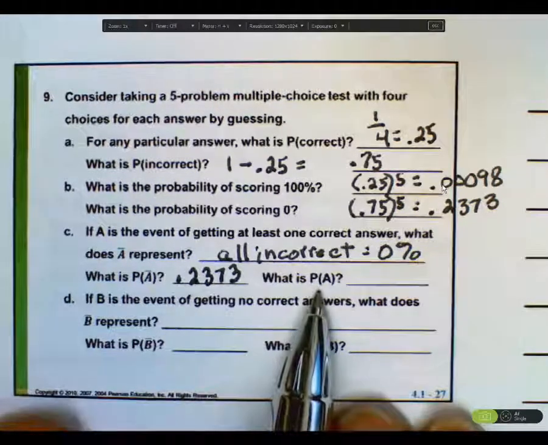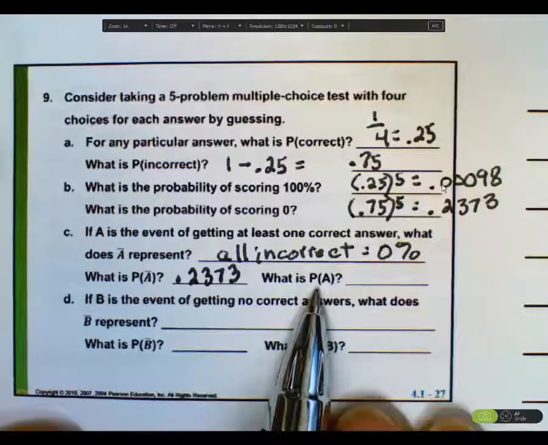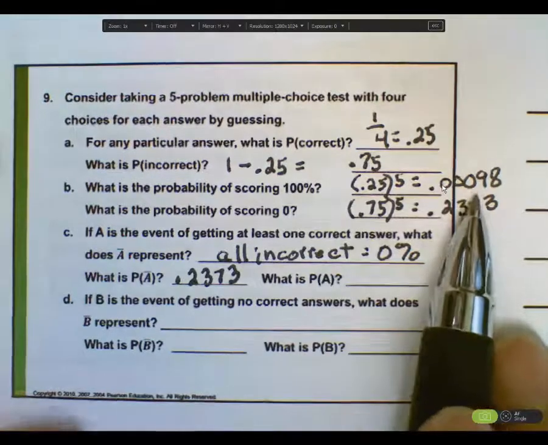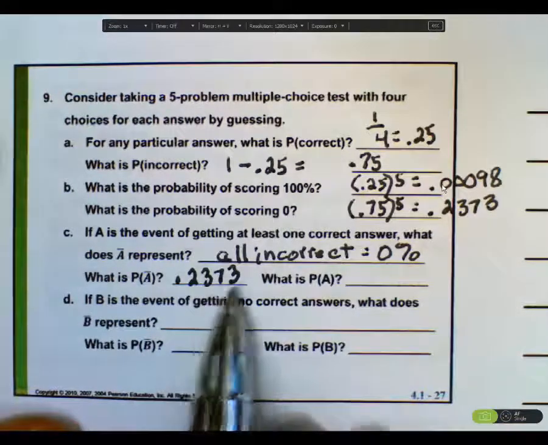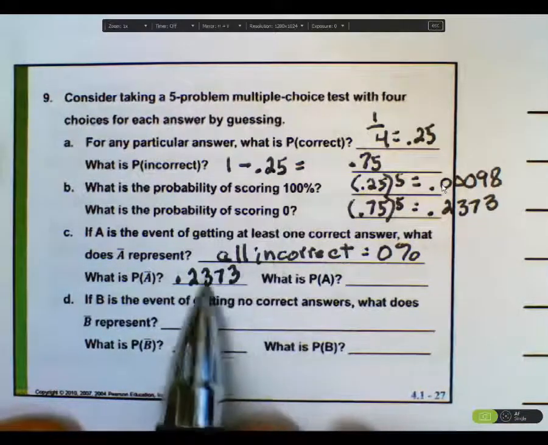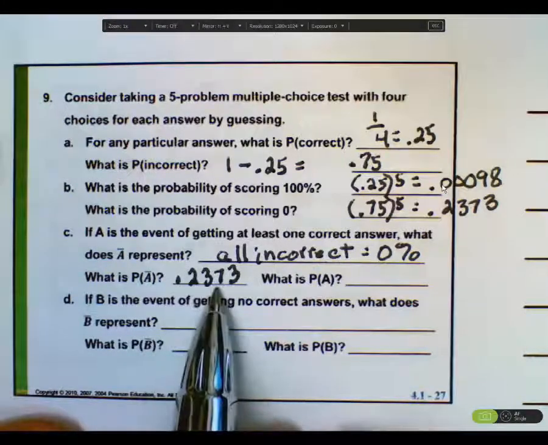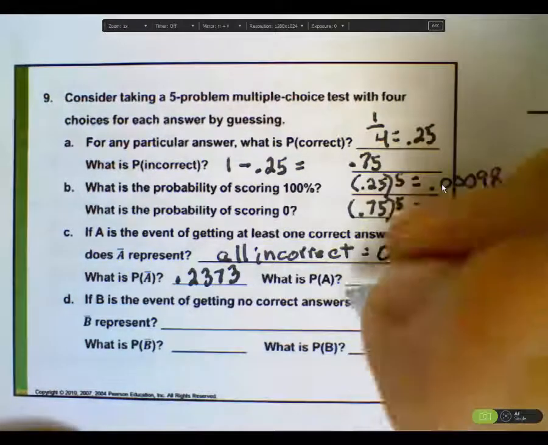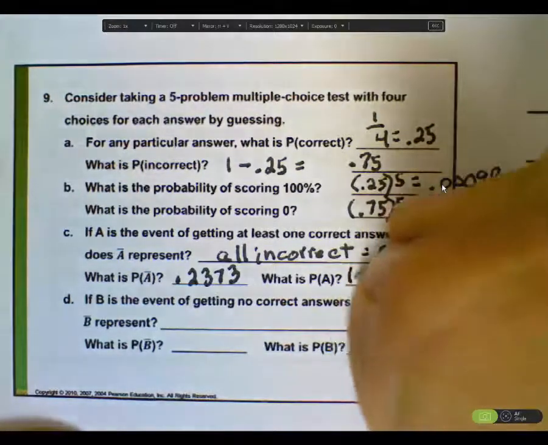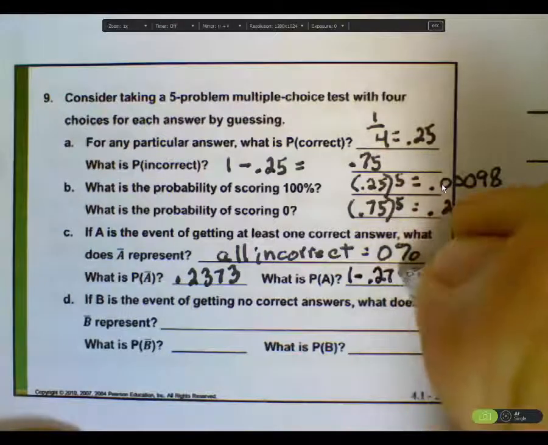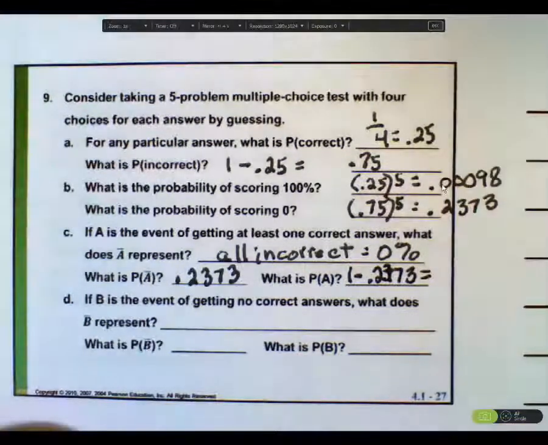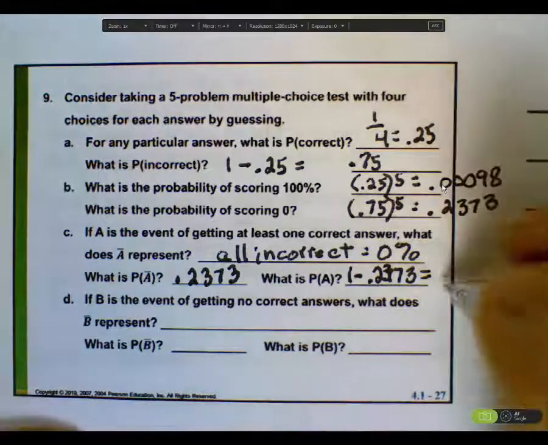The probability of getting at least one correct. Well, at least one correct is not the same thing as making 100, but at least one correct is the complement of that, the complement of missing them all. So the probability that I got at least one correct is 1 minus 0.2373, and that's 0.7627.